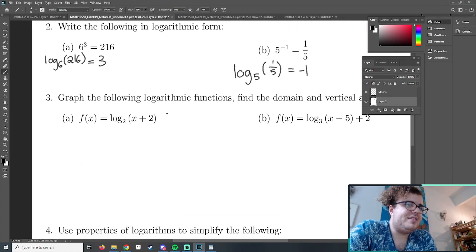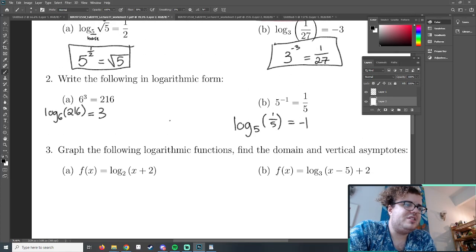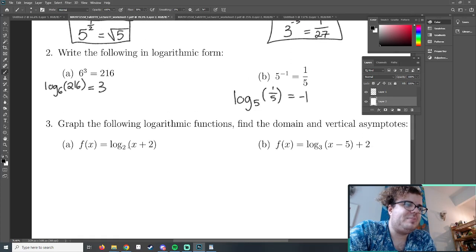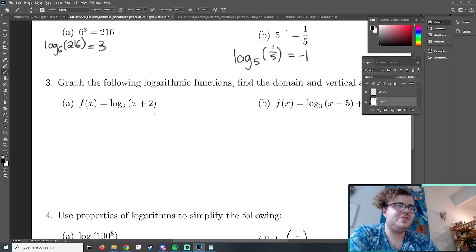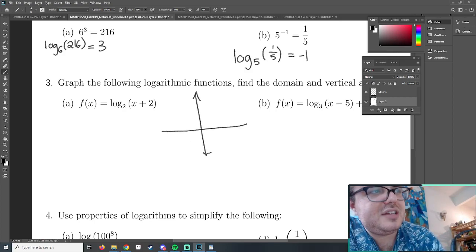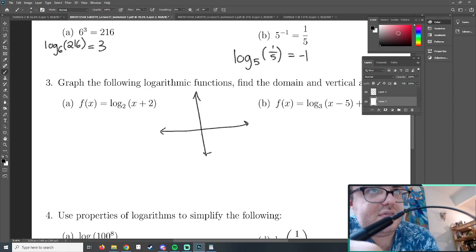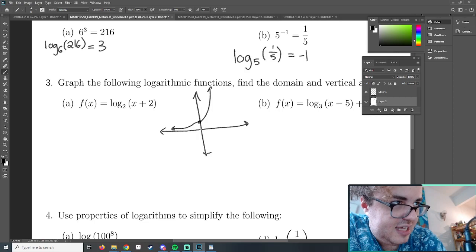Now they want us to graph these logarithmic functions, find the domain and vertical asymptotes. These are just some transformations of basic logarithmic functions. So this is like log base 2 of x, but then plus 2. As you're getting started, if you're more comfortable with exponentials, one thing you could do here is think about what the exponential is that this is the inverse of. Like log base 2 of x is the inverse of 2 to the x, right? 2 to the x looks like this, as we went over in a recent lesson. And to get its inverse function, you can just reflect it over the line y equals x, and so that'll give you something that looks like this.